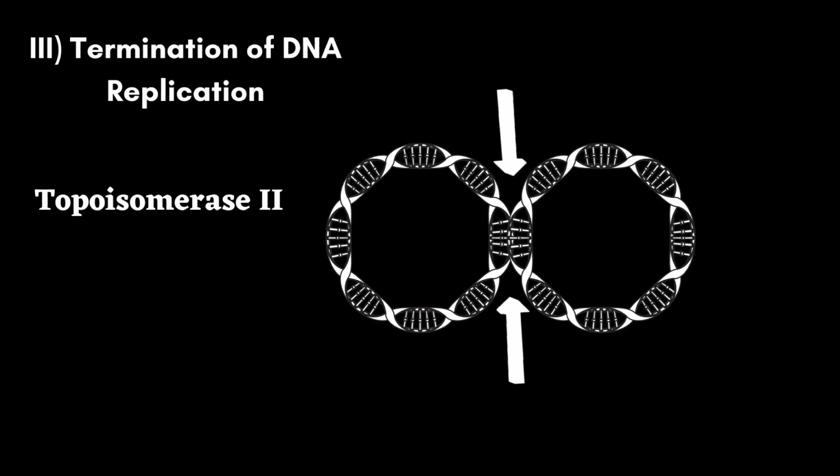Replication stops when DNA polymerase hits a primer, and topoisomerase 2 cuts the linked circles, allowing them to disconnect.